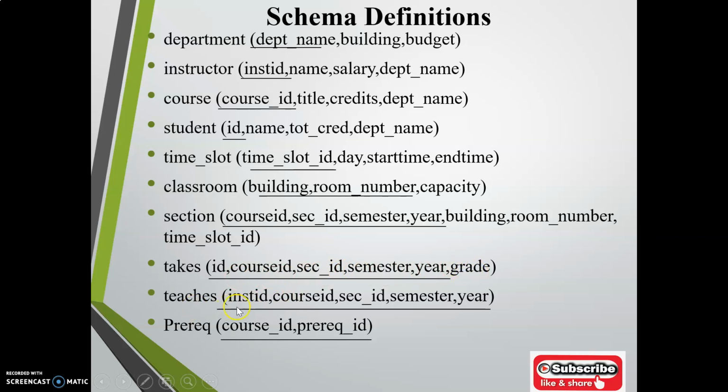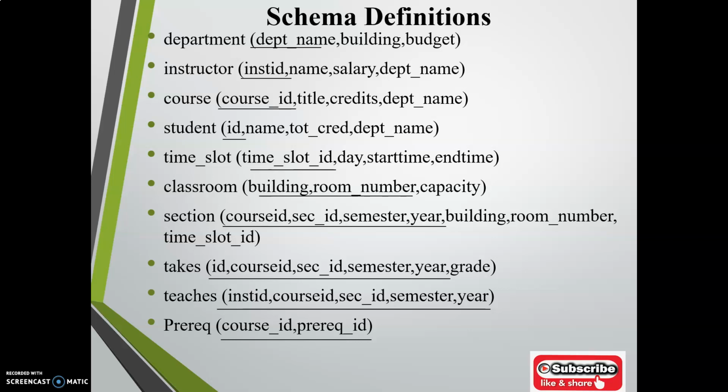Teaches is the relationship set which is connected to instructor and section. So instructor ID, course ID, sec ID, semester, year. Whole will act as a primary key. And prerequisite is the role indicator which is connected to course. So course ID and prerequisite ID whole will act as a primary key for the prerequisite table. So whenever we take primary keys for the entity sets or relationship sets, we always take mapping cardinalities into consideration, and we have different rules. Using those rules, we are converting the ER diagram, the ER model, into the relational model.